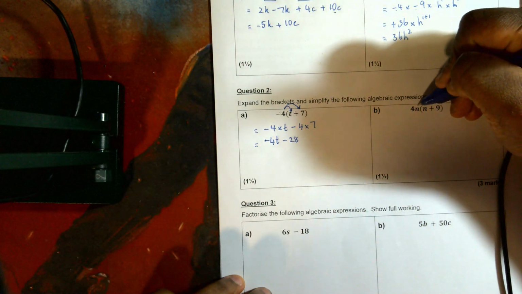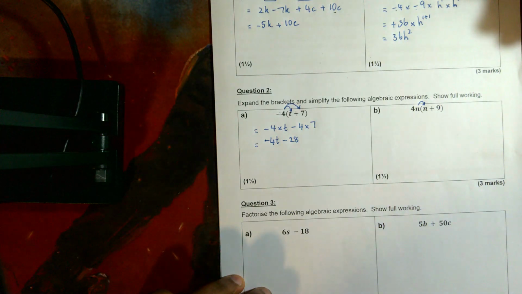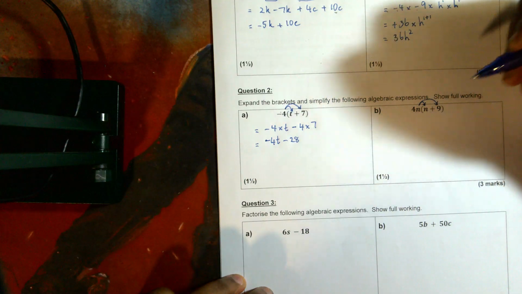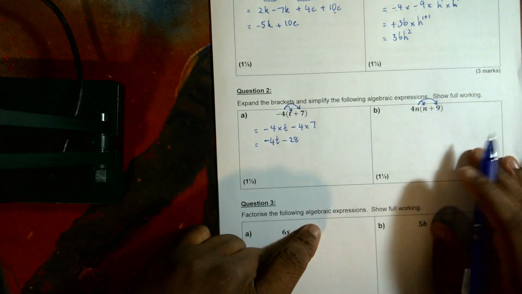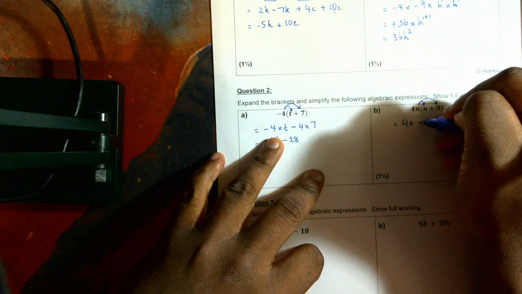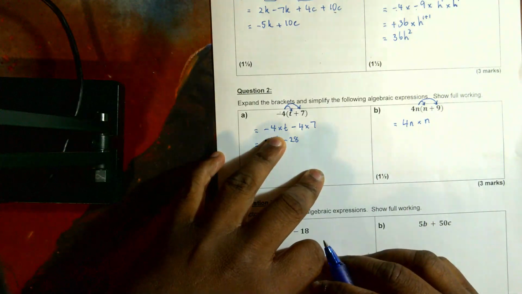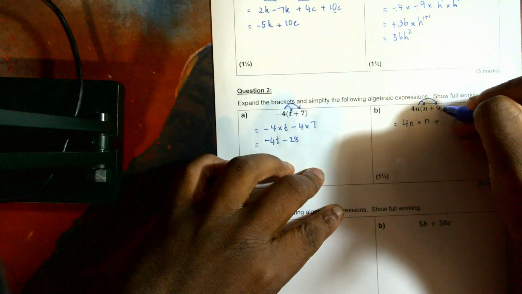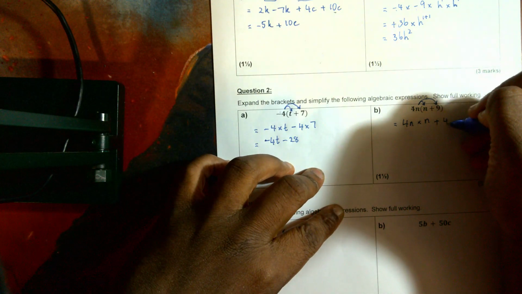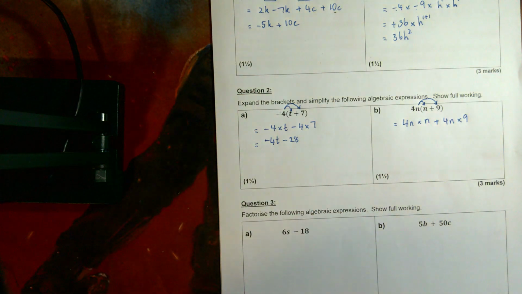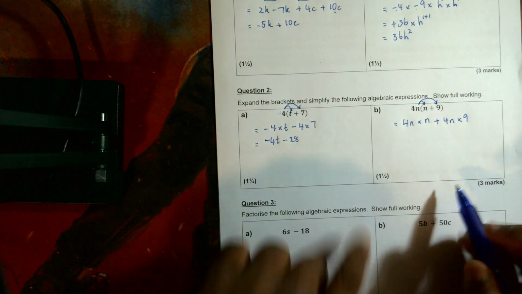So negative 4t minus 28 is our answer there. Same thing, but this time we're multiplying negative 4 into the bracket for both of our terms. So here I've got negative 4n times n. Positive times a positive is a positive, and negative 4n times 9.